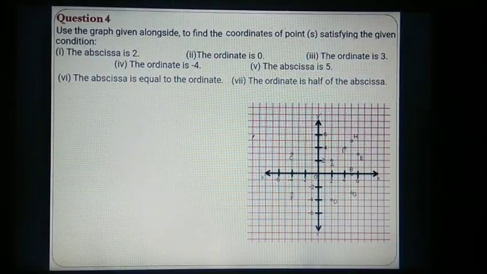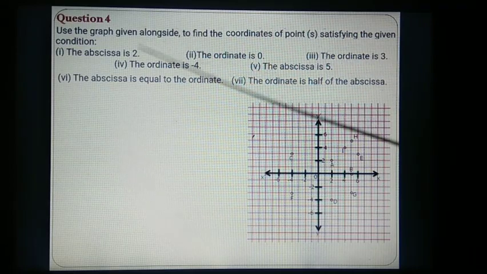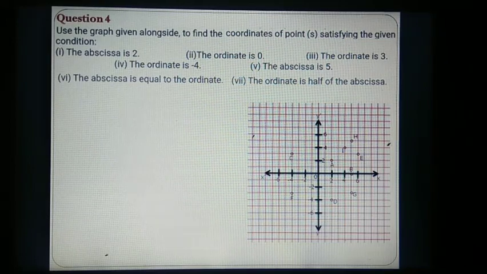Okay, next question says use the graphs given alongside. If the graph is not clear here, you can refer to your book as well. You need to find the coordinates of the points satisfying the given condition. What is the meaning of this? We'll see through some examples.